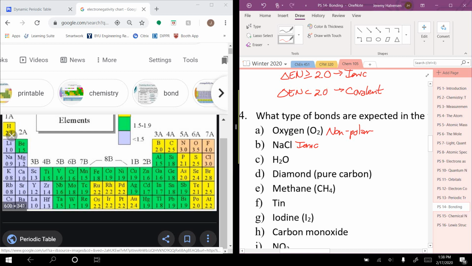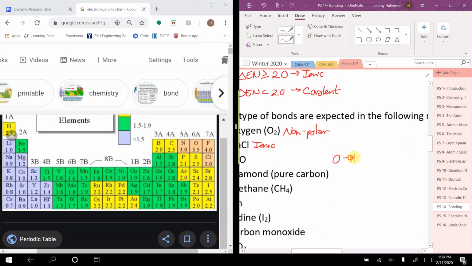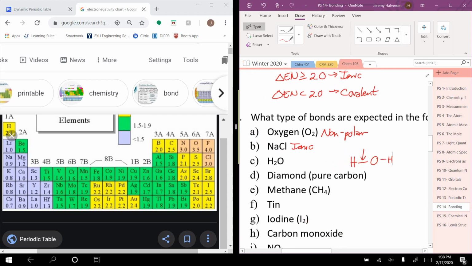H2O, so a lot of people wonder, okay, so there's two hydrogens, does that mean I take hydrogen's electronegativity and multiply it by 2? No, and the reason is we've got an oxygen connected to hydrogens. What we care about is this bond, or this bond, is that bond ionic, covalent, polar, nonpolar, right? So I just care about oxygen and hydrogen. Oxygen is 3.5, hydrogen is 2.1. That's going to be polar because the difference is less than 2, so it's covalent, but then it is more than 0.4.